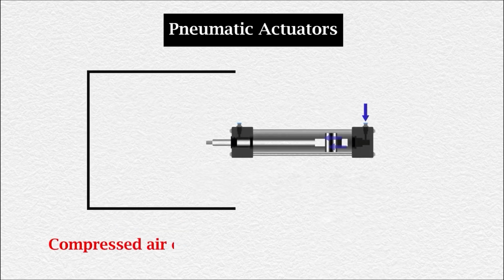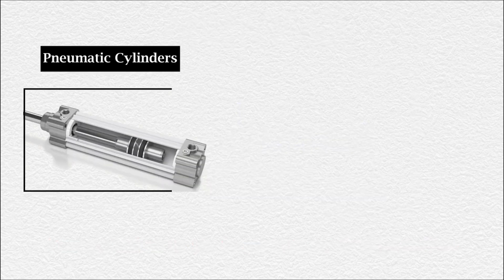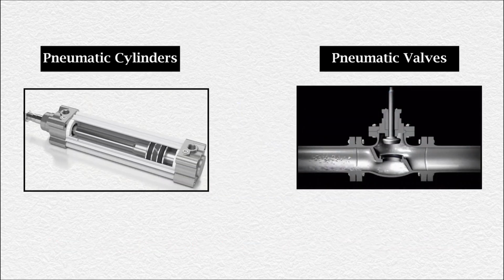Pneumatic actuators use compressed air or gas to generate mechanical motion. They are reliable and widely used in industrial automation and control systems. Examples: pneumatic cylinders, pneumatic valves.